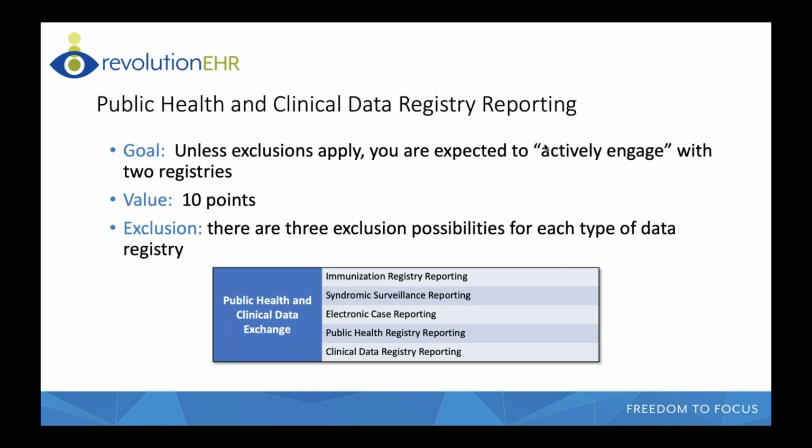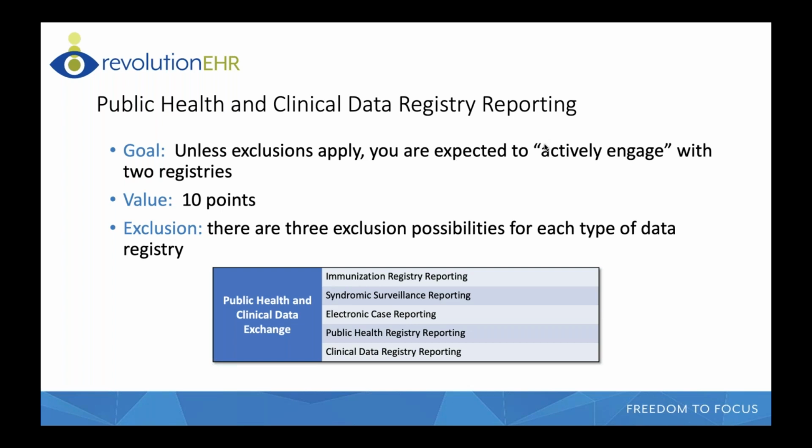The last measure here, public health and clinical data registry reporting. The goal here is obviously to have us engaging with registries, because registries offer us a unique perspective into the conditions that we manage and how we're managing them. You're expected to do what's called actively engage with 2 registries. The value here is 10 points.